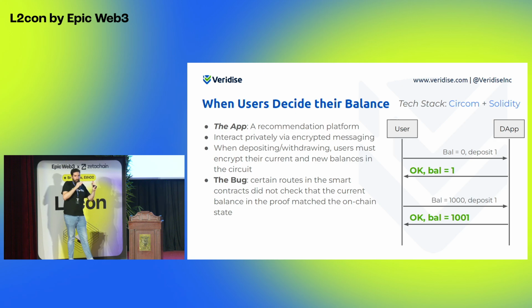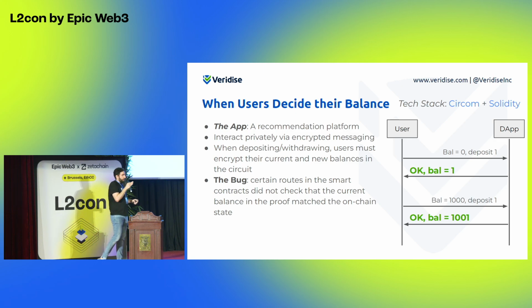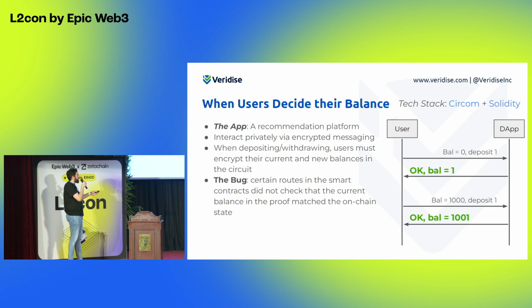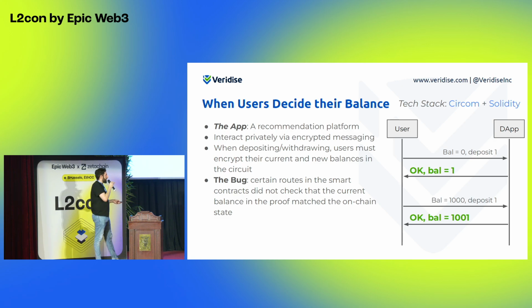The smart contracts have multiple routes that people could use to deposit and withdraw. And some of these routes were missing the validation check that the proof was generated with the current balance. So in this system, it was completely feasible for a user to say, I start with balance 0, I deposit 1, then the app says, okay, your balance is 1. And then they could say, okay, now my balance is 1,000, I'm going to deposit another one, and then they get a balance of 1,001.